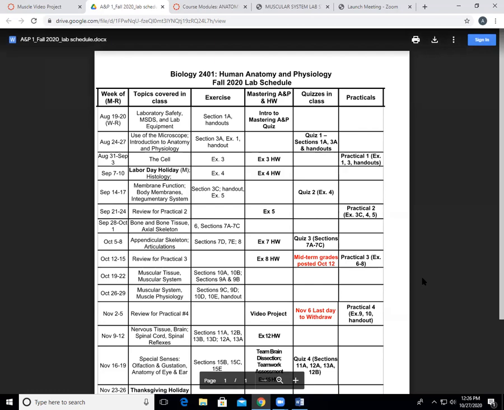the types of muscle tissue. We didn't really get to focus too much on that last time. We're also going to go over some muscle physiology. So we're going to start with some comparison of different types of muscle tissue.